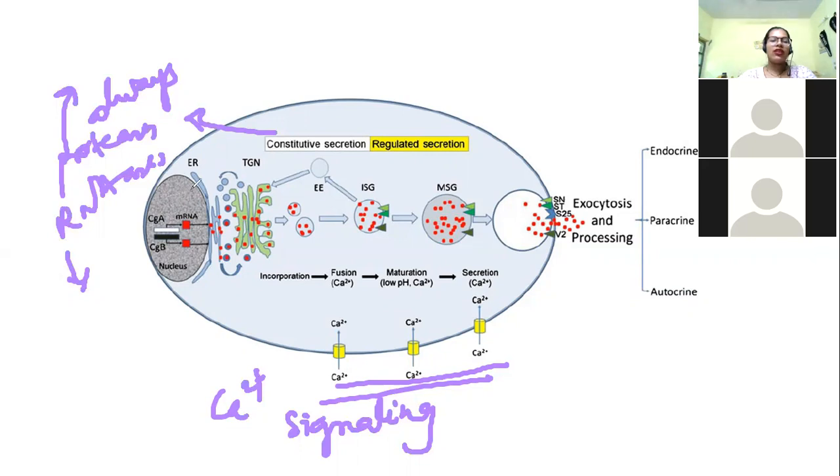Okay. So now what is happening? You get the signal over here. From ER it goes to the Golgi, and from Golgi to early vesicle, then intermediate, then the matured one. And finally they are secreted out. So depending on the signal, it can be endocrine, paracrine, or autocrine.